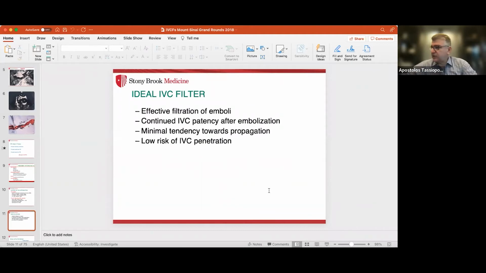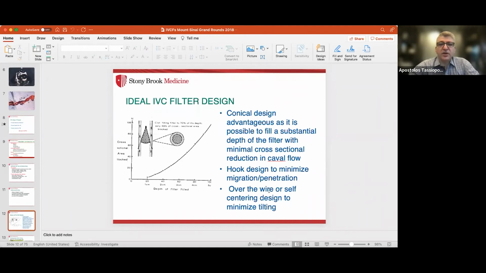Some of the characteristics of the ideal inferior vena cava filter: it needs to protect, obviously, from emboli. It needs to provide effective filtration of emboli. It needs to allow the inferior vena cava to be patent, even after the filter has captured some of the thrombus. It should have minimal tendency towards propagation, and it should have a very low risk for inferior vena cava penetration. I'm putting all of these things there because, as you see, some of the new designs may not necessarily adhere to these standards.